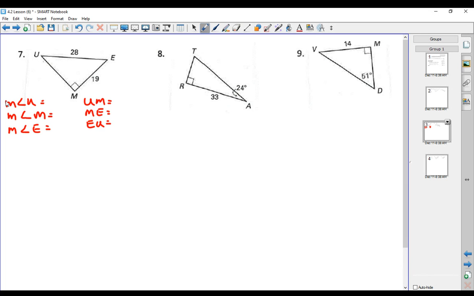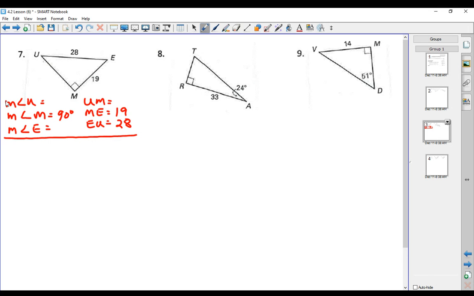Okay, let's continue on this by writing down the measurements that we do know. We know the angle EM is a 90-degree angle. We know that EM or ME is 19, and we know that EU is 28. Now, in order to find some missing pieces here, we're going to have to use some inverse trig functions, the Pythagorean theorem, subtraction. We've got several tools in our toolbox.